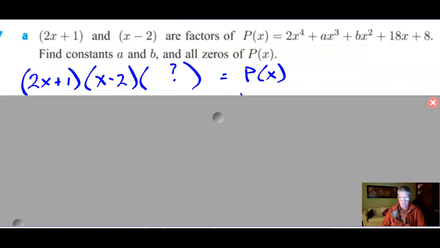All right. So sometimes they reword it a little bit. They tell you that 2x plus 1 and x minus 2 are factors. What that means is they go into it evenly. So that times something will equal that polynomial. No remainders, nothing hanging on. But the question is, what is that?